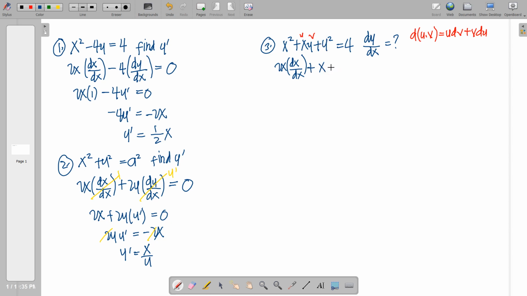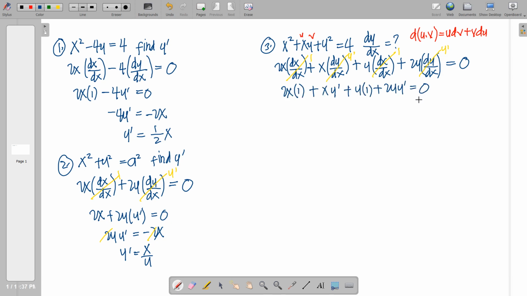So u dv plus v du. Then y squared here becomes 2y times dy all over dx. And for the right hand side, we have a constant, which becomes 0 when differentiated. Again, this is 1, this is y prime, this is 1, and this is y prime. Then we solve for y prime.